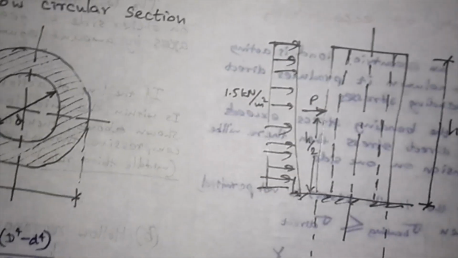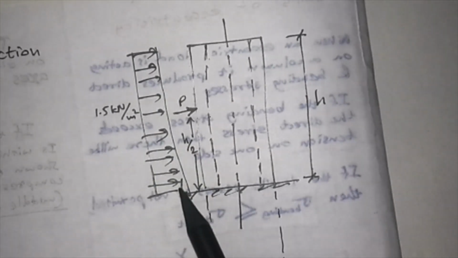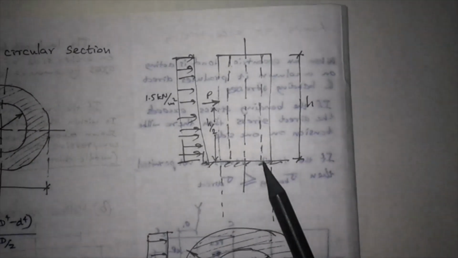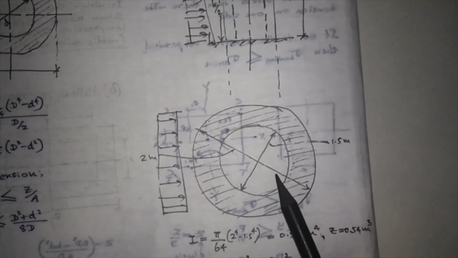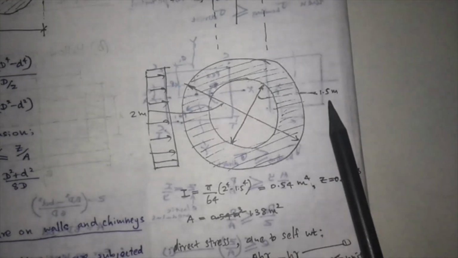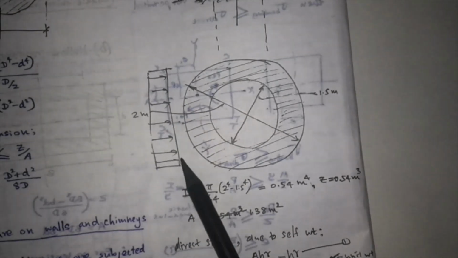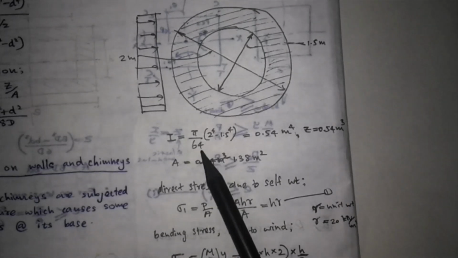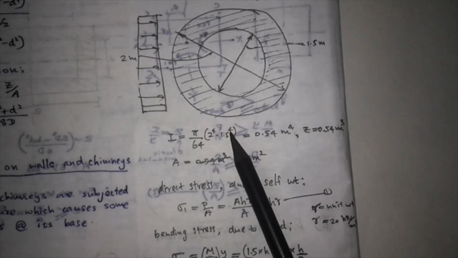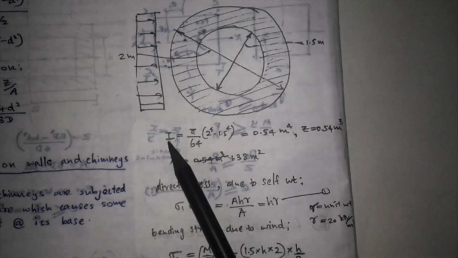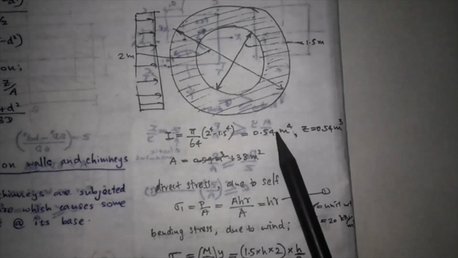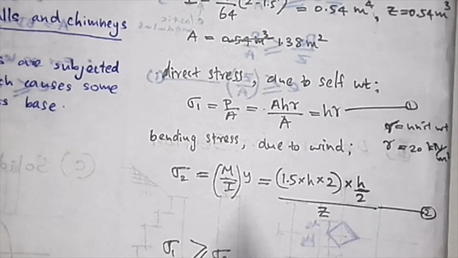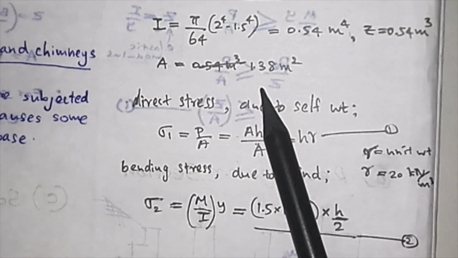We can shift to solving the problem. So this is the 1.5 horizontal wind force, and this one is the plan view of the chimney, 1.5, and this is 2. This is the horizontal force. So we can determine I. I is pi over 64 into 2 to the power 4 minus 1.5 to the power 4. This is from the equations for I, that is 0.54 meter to the power 4. Z is 0.54 meter cube. Okay. And A is 1.38 meter square.